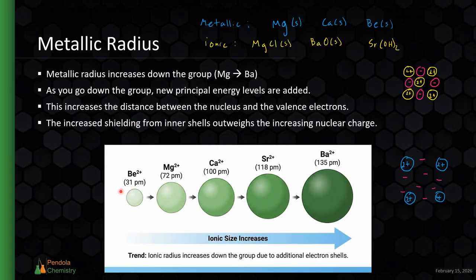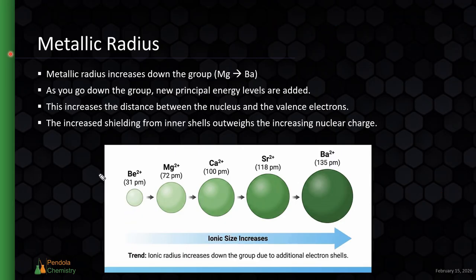As we go down the group, what happens is that we have more and more energy levels. Whenever we are looking at something like beryllium, we only have two energy levels, the first and the second. The end of beryllium's electron configuration is 2s2. Whereas magnesium's electron configuration is actually, these are ions, so actually the ending of this is just going to be 1s2 because we have lost two electrons. The ending of magnesium is going to be 2s2.